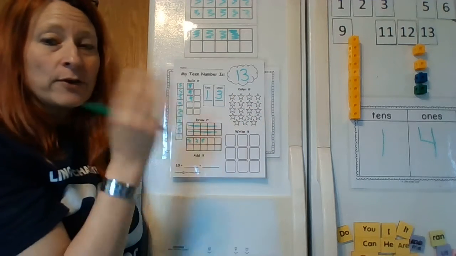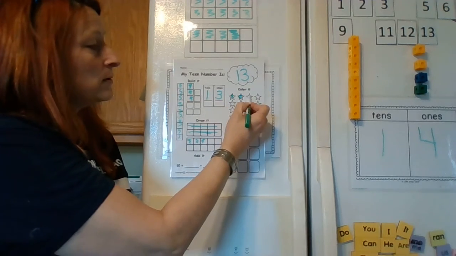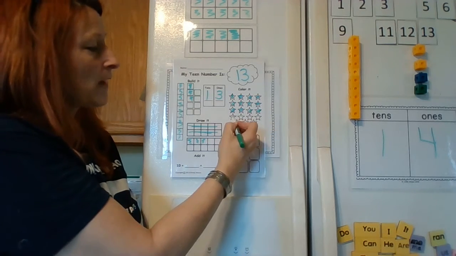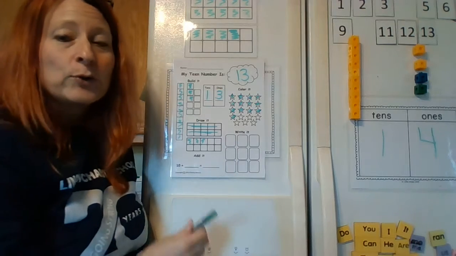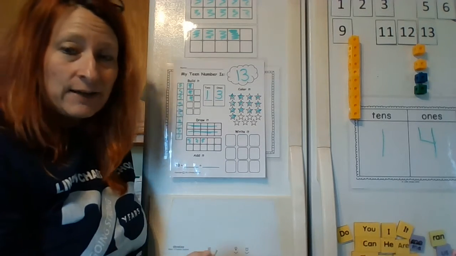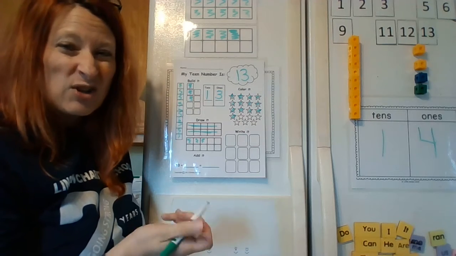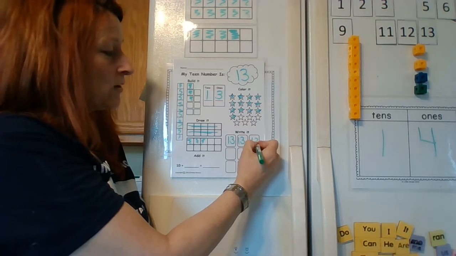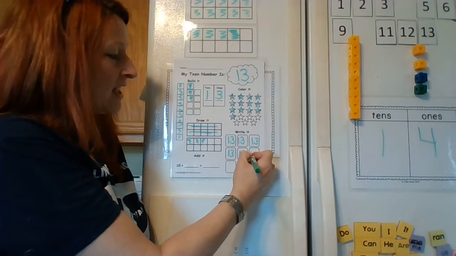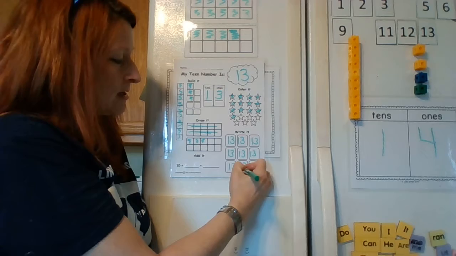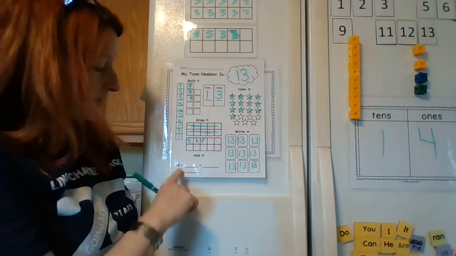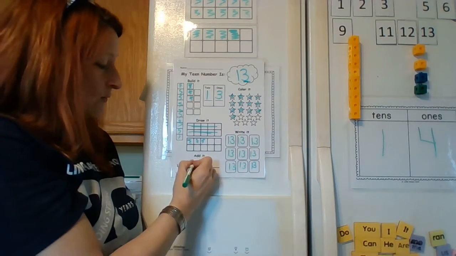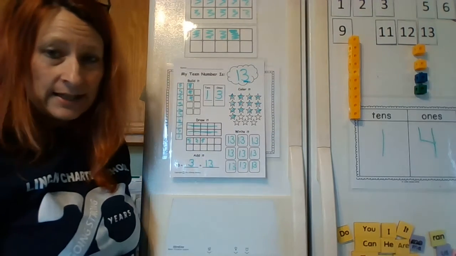Over here, I want you to color 13 stars. 1, 2, 3, 4, 5, 6, 7, 8, 9, 10, 11, 12, and 13. Down here, you're going to practice writing 13. Again, if you need to do it on paper, because I know it's hard on the computer, you can. So a 1 and a 3, and you are going to fill in every single one for 13. Down here, 10 plus how many more equals 13? 10 plus 3 equals 13.